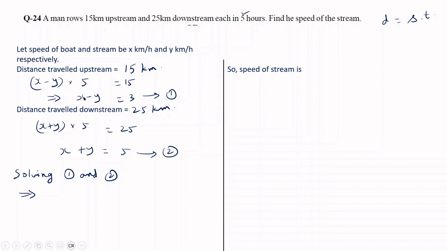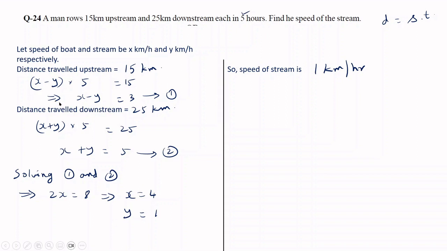Solving 1 and 2, when we add these two equations, we get 2x is equal to 8 or x is equal to 4. If x is 4, from 1, y will be 1. Y is equal to 1. So, here we have taken x as the speed of the boat and y as the speed of the stream. We got y is equal to 1. So, speed of the stream is 1 km per hour.